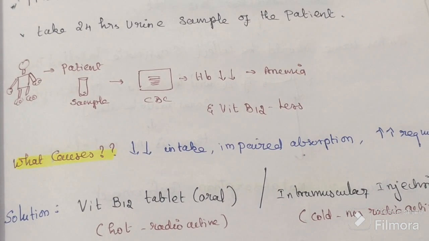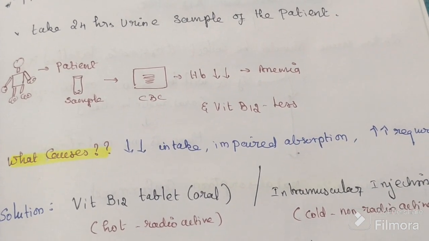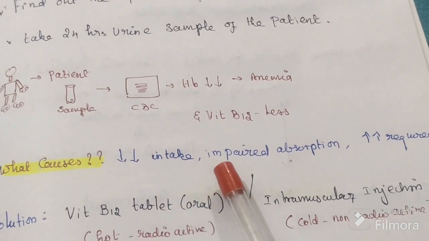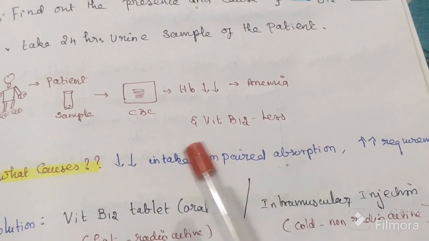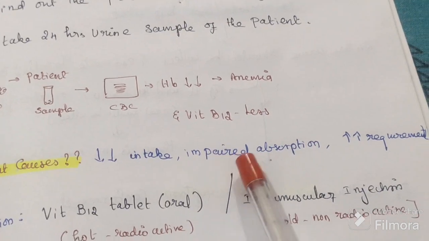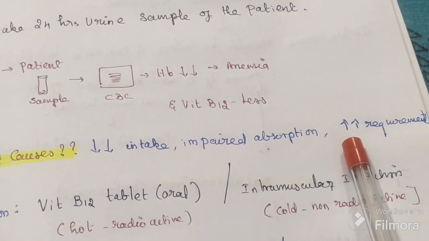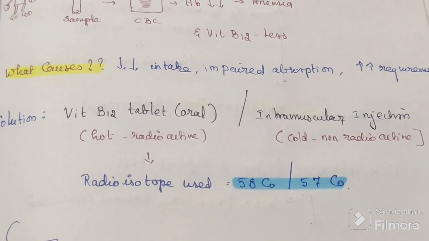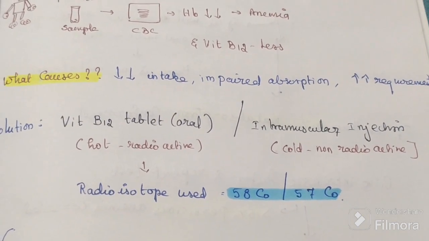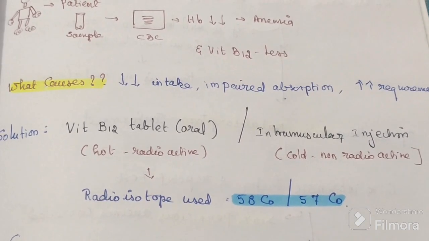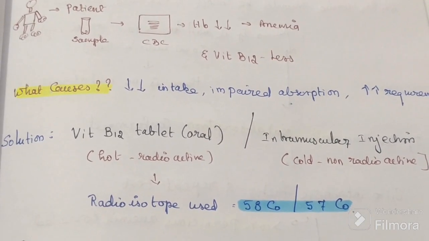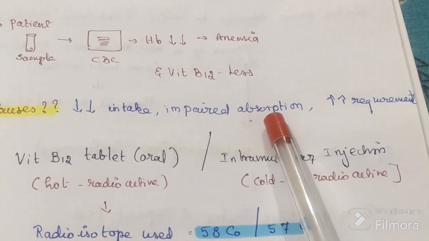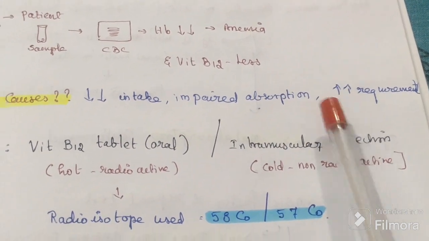Three things cause vitamin B12 deficiency: decreased intake, or impaired absorption, where we take a normal amount but our body cannot absorb it, or increased requirement during pregnancy and lactation periods. So these are the three important causes of vitamin B12 deficiency: decreased intake, impaired absorption, and increased requirement.